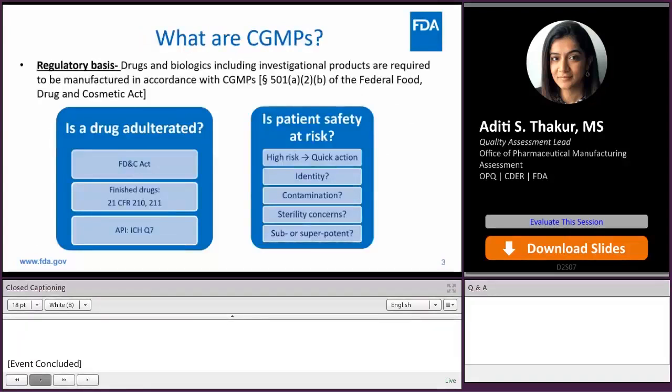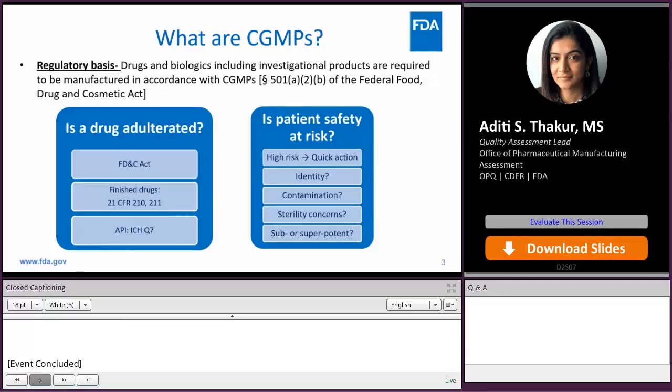Let's start by describing the CGMPs. CGMPs cover a broad range of practices and principles that are implemented and documented to ensure that drugs are of consistent and high quality. These GMPs are backed by regulations. Drugs and biologics, including investigational products, are required to be manufactured in accordance with CGMPs under 501(a)(2)(B) of the Federal Food, Drug and Cosmetic Act. If not, they may be deemed adulterated and subject to enforcement action under the Act.